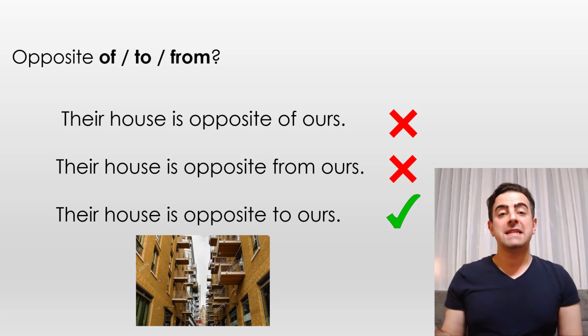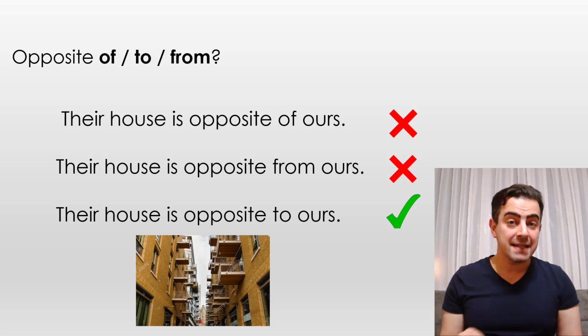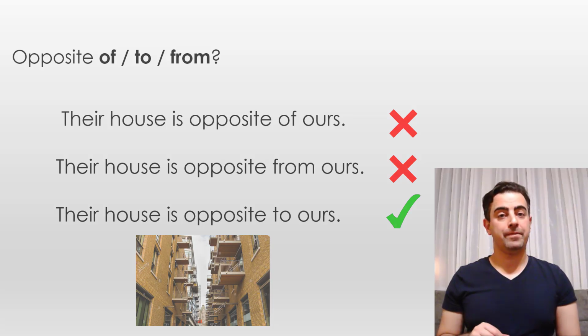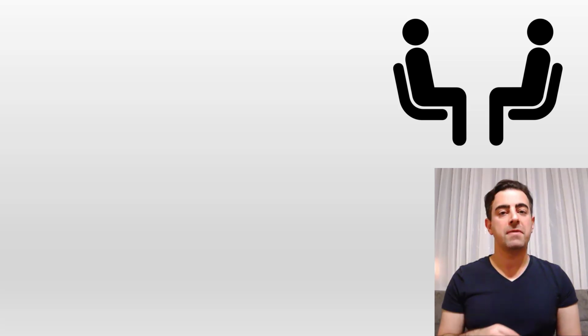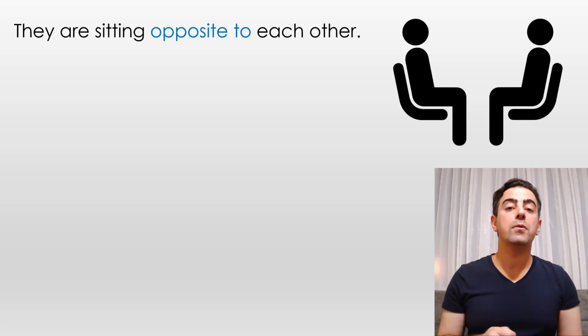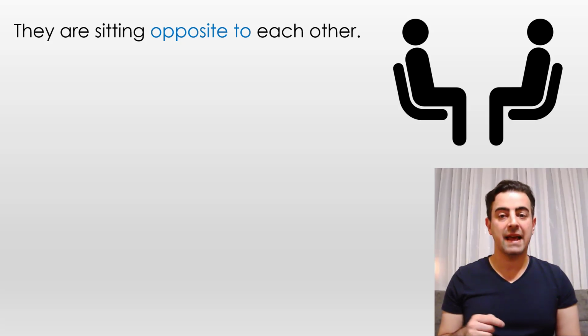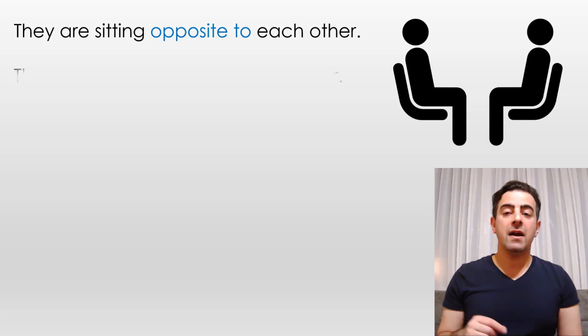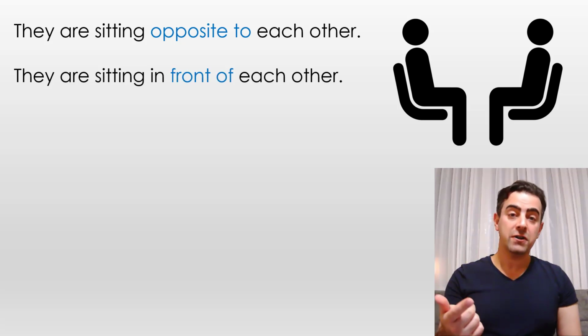Now let's look at different ways we can make sentences to convey this meaning in a specific example. Look at those two people. They are sitting right in front of each other. What kinds of sentences can we make to describe this? First, as we just said, they are sitting opposite to each other. Next, they are sitting in front of each other.